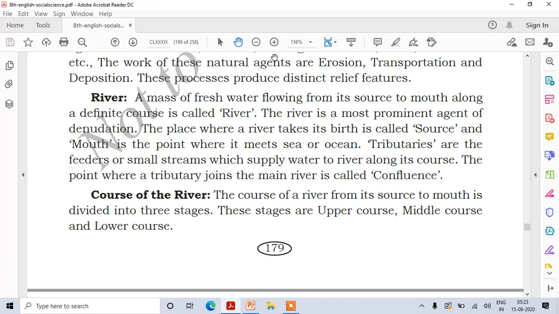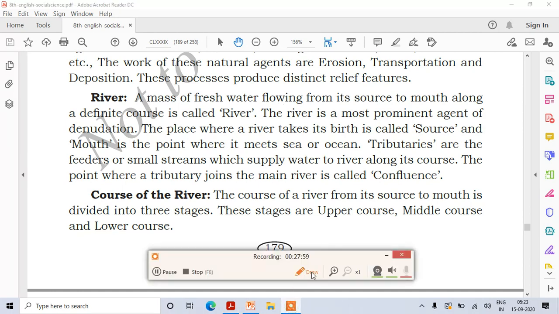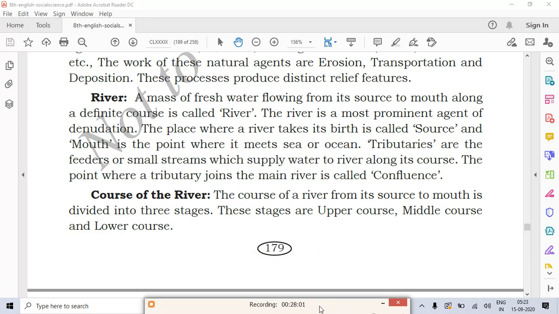First we'll read about the river. What is a river? A mass of fresh water flowing from its source to mouth along a definite course is called a river. You can underline this in your textbook. Source means where it originates, and the mouth is where it ends. The river is the most prominent agent of denudation. It is a very important natural agent which brings about changes in the surface of the earth.